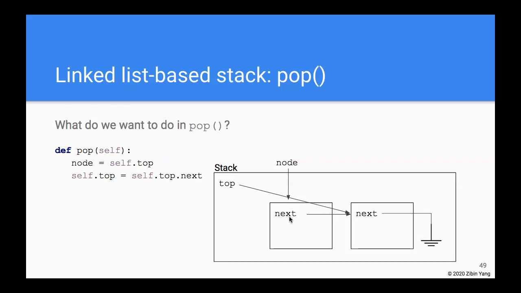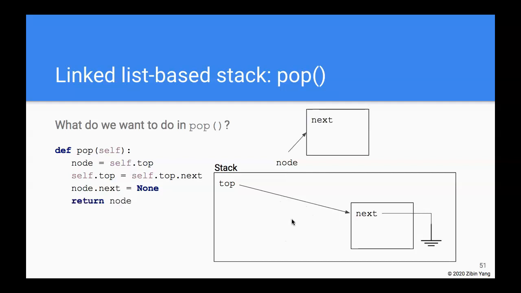And the next thing we do is we will set this next pointer in the original top to point to nothing. And then finally, this is the node that we want to return in a pop, because that's the original top. So we will just return node. And what we're left with inside the stack then is the linked list minus the original top.